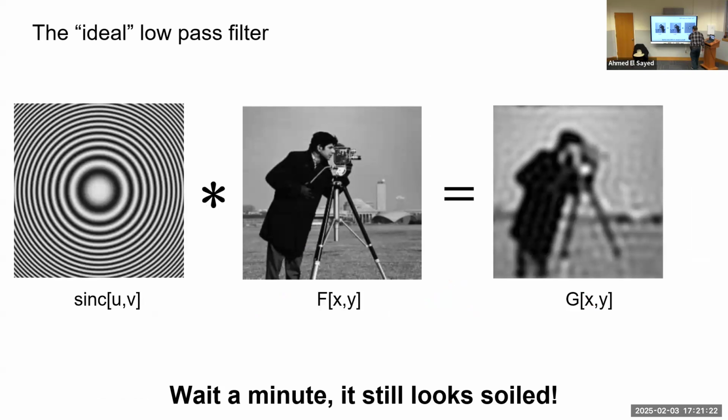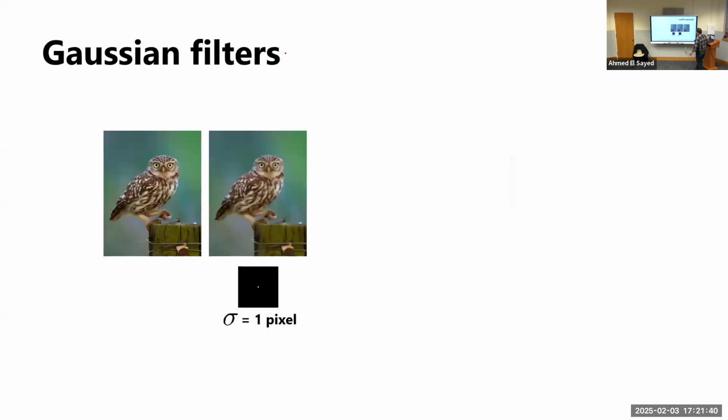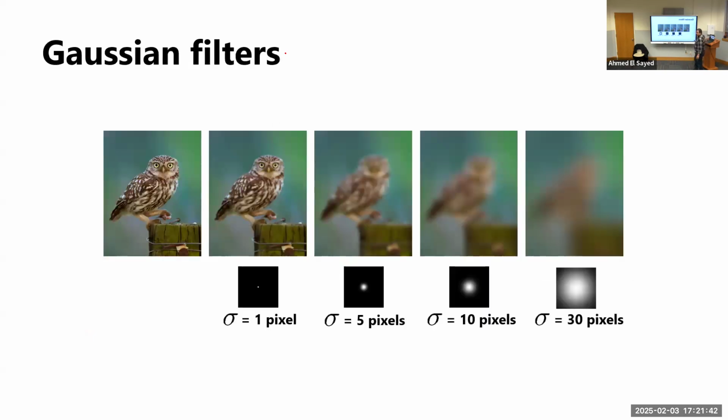So this is the sinc filter. You see how it will look like? It's horrible, but it's the ideal low pass filter. On the other hand, if we apply the Gaussian, that's what we got.